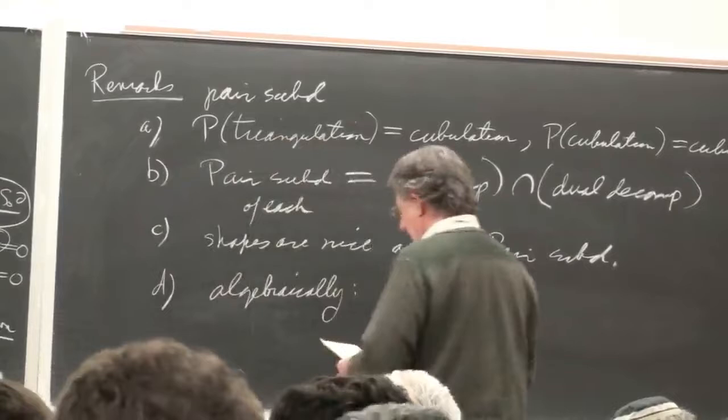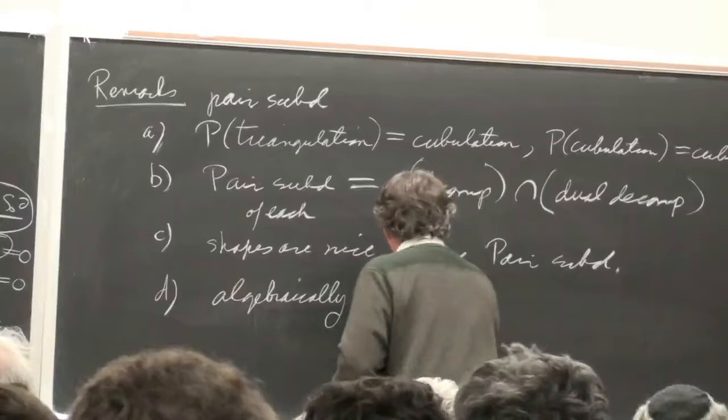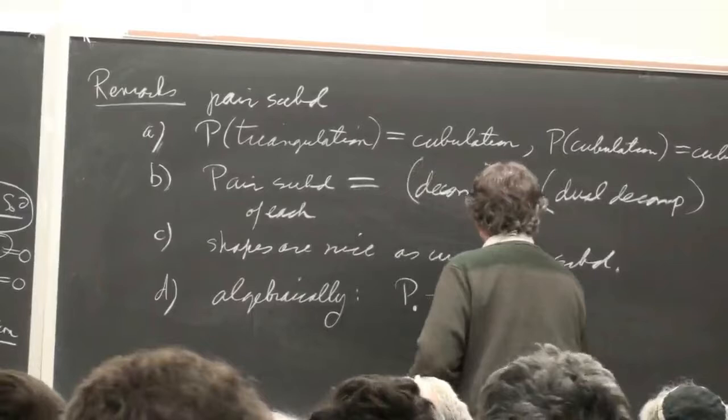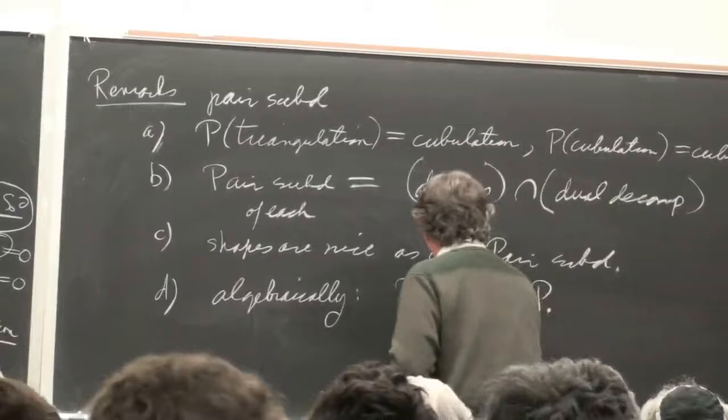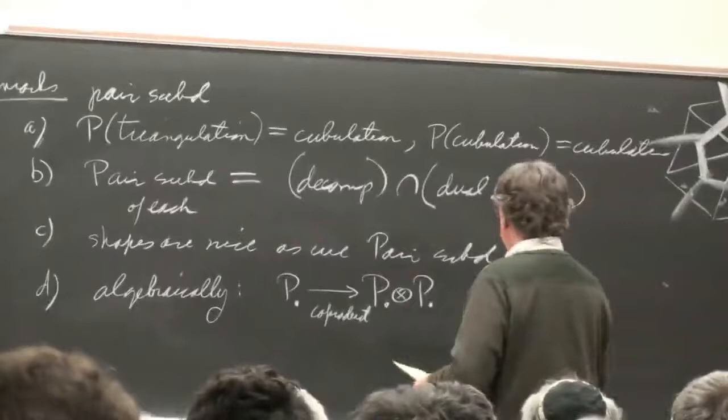I'll just say what it is. So, the pair subdivision, there's a natural map like this. This is a co-product. If you dualize it, it would be a product. If you take the P upper dots, that would be a product. And we call this thing co-product CP.